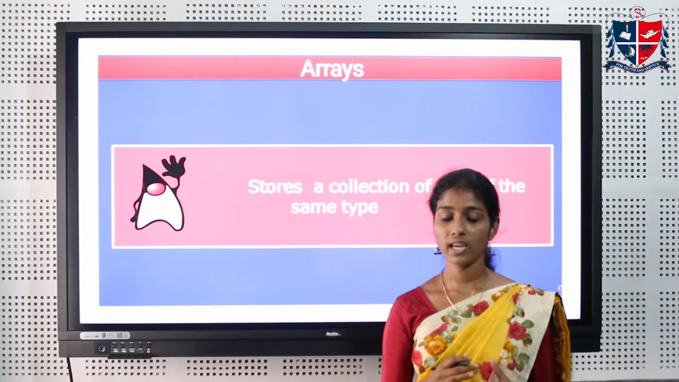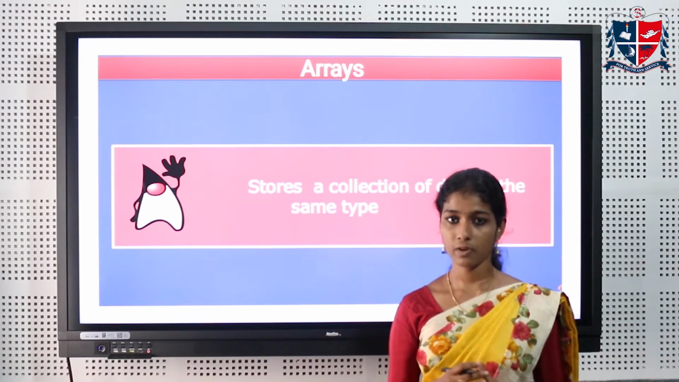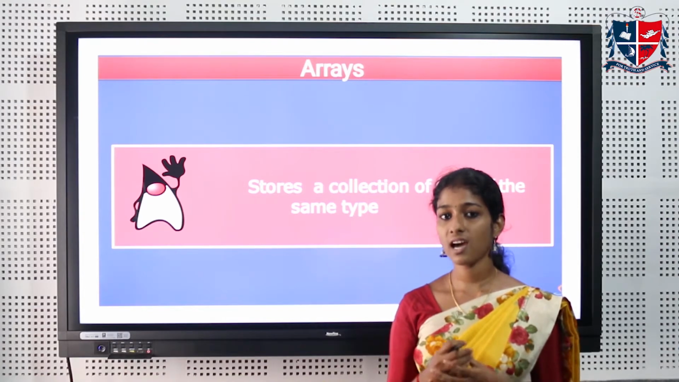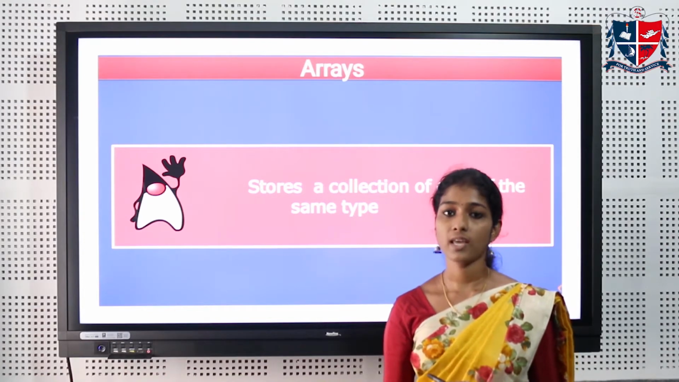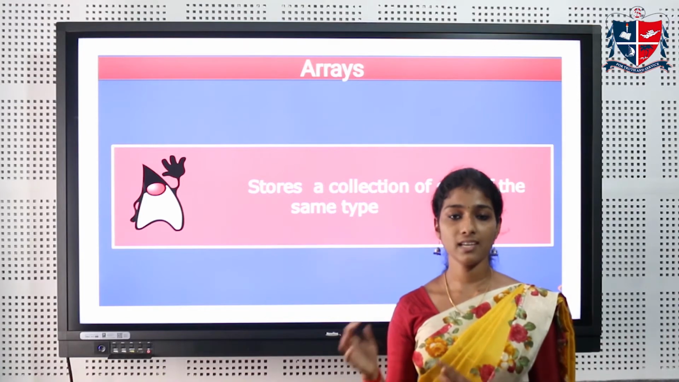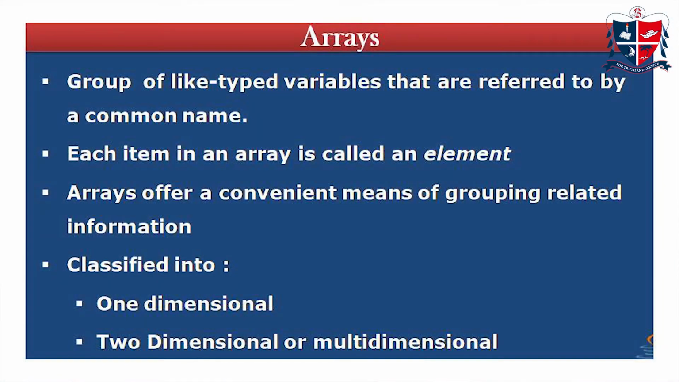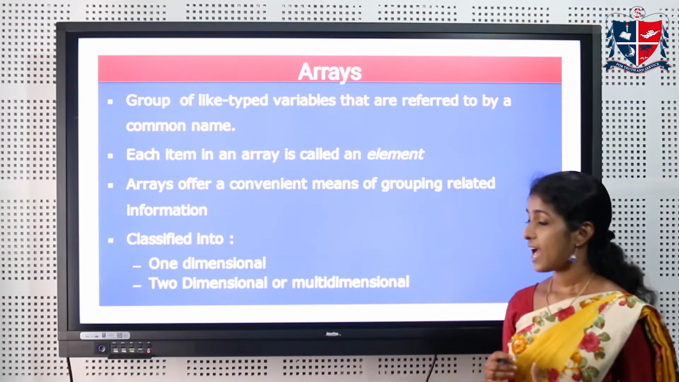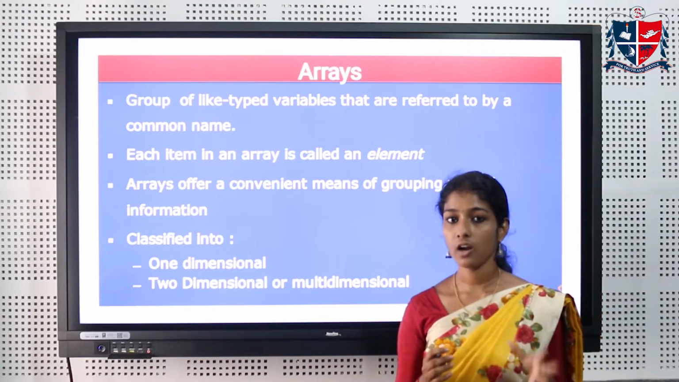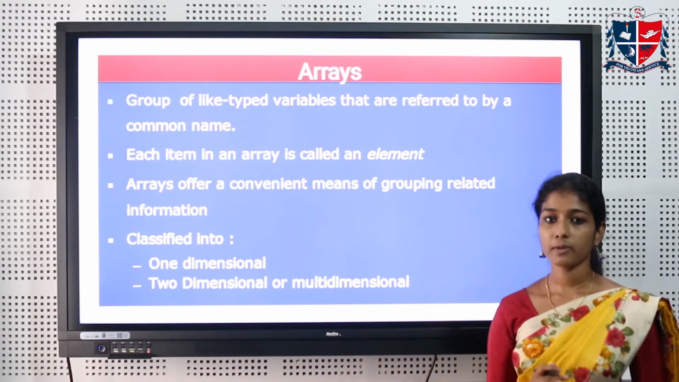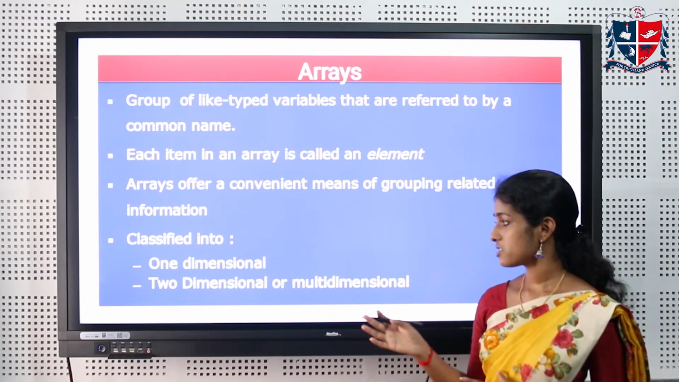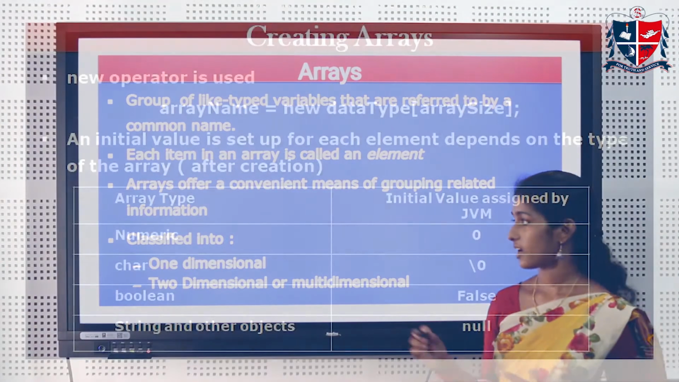So an array is actually a collection of elements of the same type. If I need to store 100 numbers, then I need to create a single array with size 100 so that we can store 100 elements in that single array. As I said, an array is a group of like-typed variables that are referred to by a common name, and each item in an array is called an element. An array can be classified into 2 types: one-dimensional array and two-dimensional or multi-dimensional array.